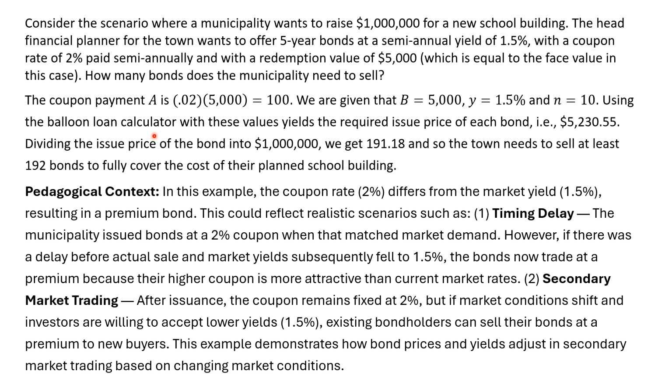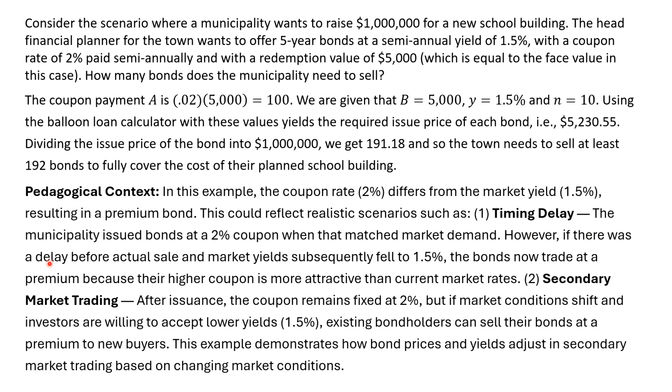So you may think it odd that from the very beginning, the yield and the coupon rate are different. A couple of possibilities. One might be a timing delay. Maybe there was a challenge to putting up this new school, and so there was a delay. In that case, the municipality issued bonds at 2% coupon when that matched market demand.